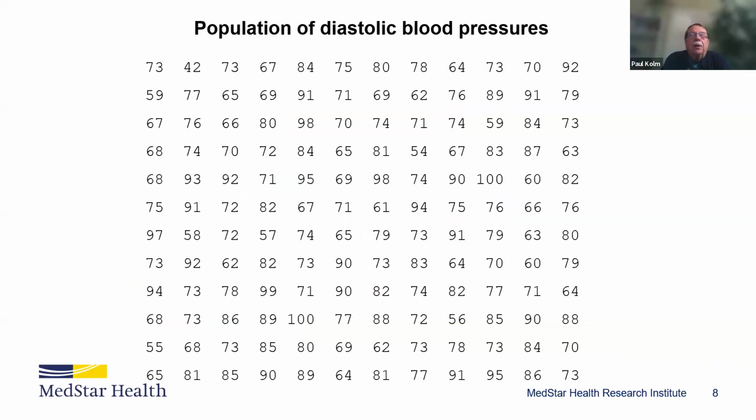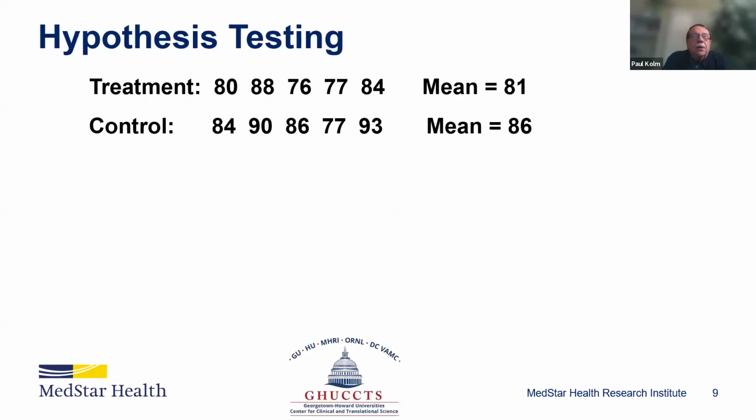and we can illustrate this by taking, let's say, a random sample of my population here, diastolic blood pressures. And so if I have a treatment and control group, treatment to lower blood pressure, and these are my two arms, the treatment arm and the control arm, and I have a sample size of 5 here.